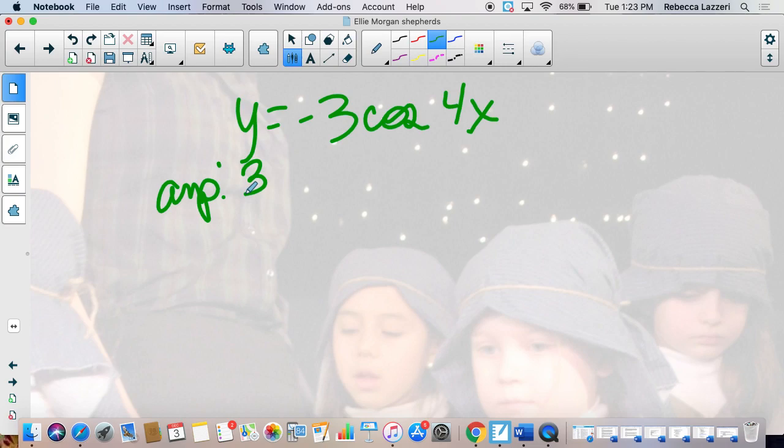However, when we start to draw it, we'll go down, okay? The period, 2 pi over 4, which is pi over 2, or 90 degrees.